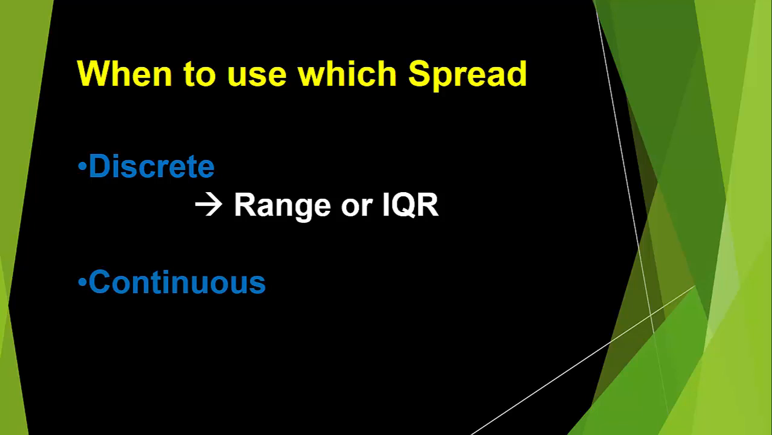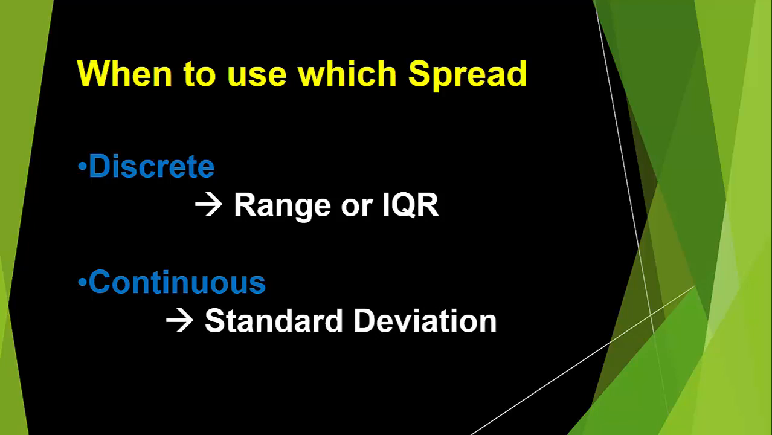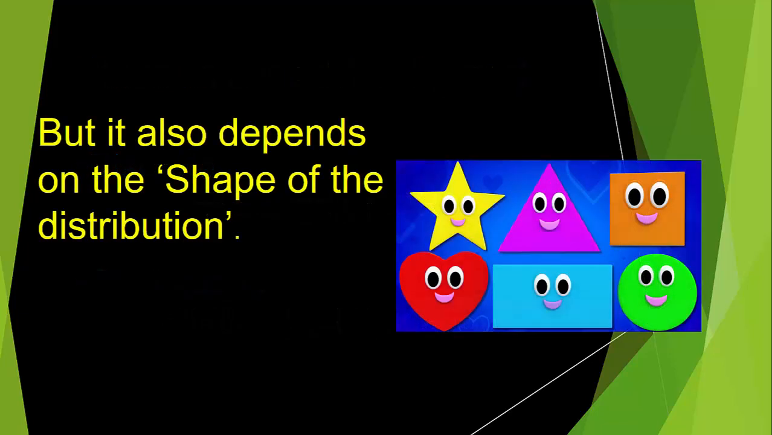If on the other hand our data is continuous, remember these are measures like height and weight, where in theory we could measure ever more precisely to ever more decimal places, then we would typically use the standard deviation. However, just as we found with measures of the average, it still depends on the shape of the distribution. And I'm going to talk about that now.